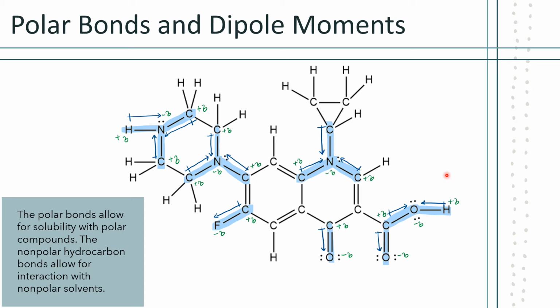These polar bonds from ciprofloxacin allow it to be soluble with polar compounds, but it also has various nonpolar hydrocarbon bonds which allow it to interact with nonpolar solvents. This makes ciprofloxacin soluble in moderately polar solvents, such as ethyl acetate and acetone, meaning that it won't be as soluble at room temperature in highly polar solvents such as water, making water a good crystallization solvent, since at room temperature it won't be as soluble, but at higher temperatures it will.